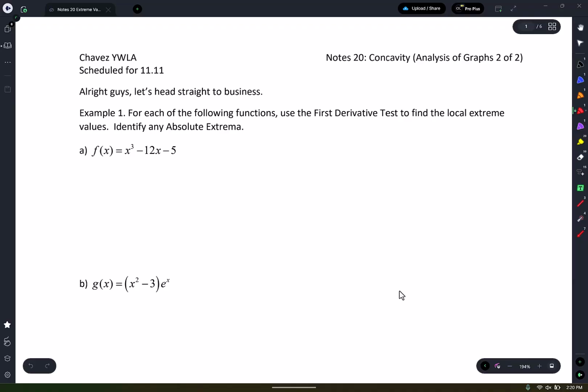This is lesson 2 of 2, analysis of graphs. That's what we did in notes 19. Do you guys remember? So hopefully you remember this much. If f prime is positive, what does that mean about f? F is what?